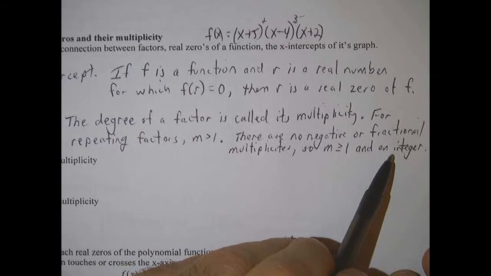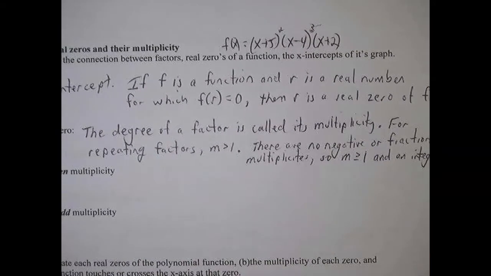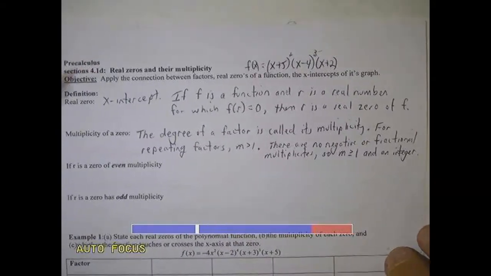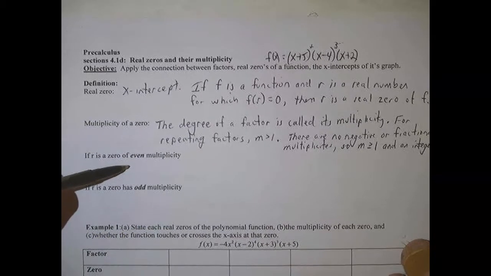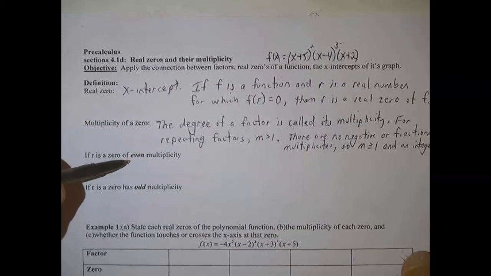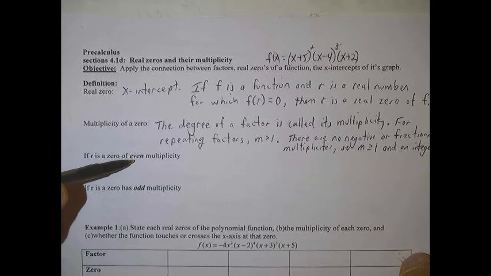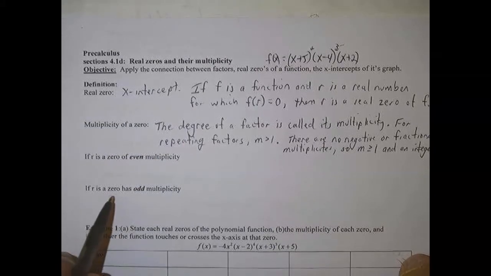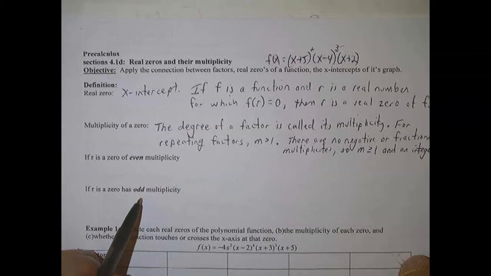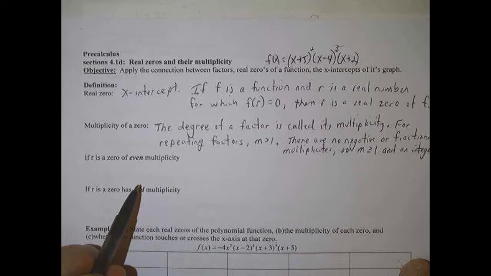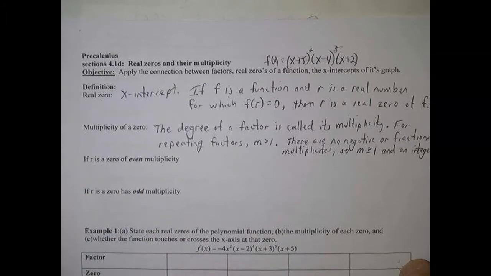Okay, so the rule about multiplicity is if a zero has even multiplicity, then it's going to end up being an x-intercept that just barely touches the x-axis at exactly 1 point. While if it has odd multiplicity, then that's going to be a real zero that crosses the x-axis as opposed to touching it and bouncing off of it. Okay, so let's just write that in here.